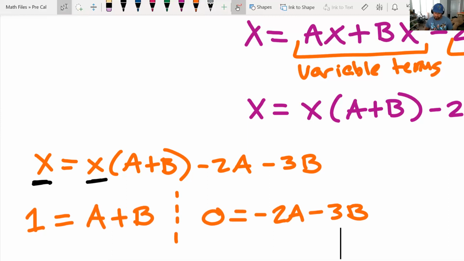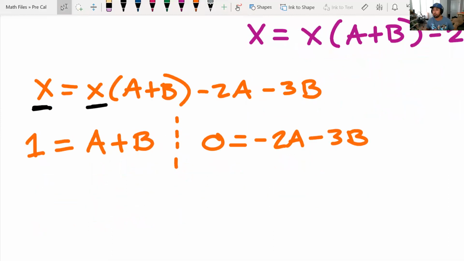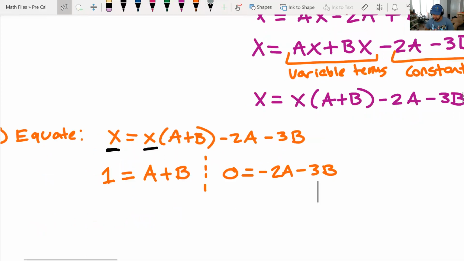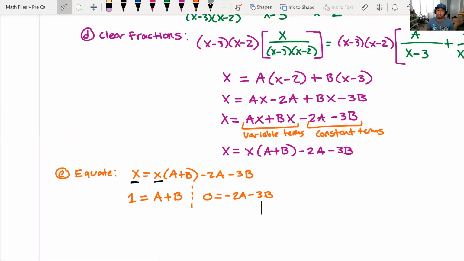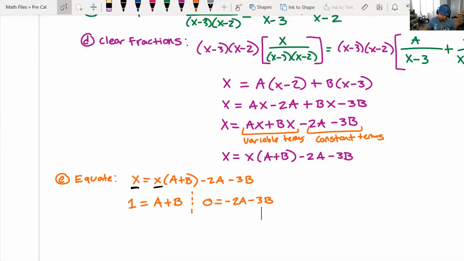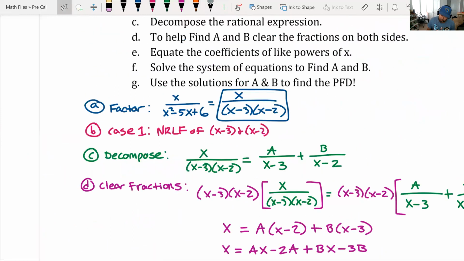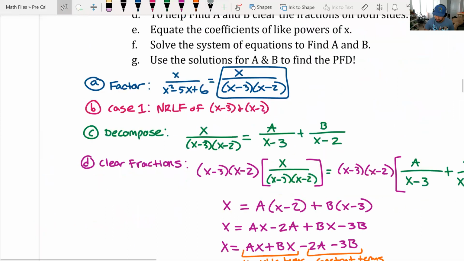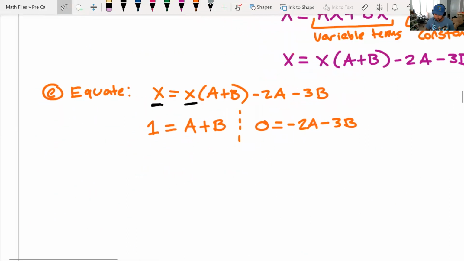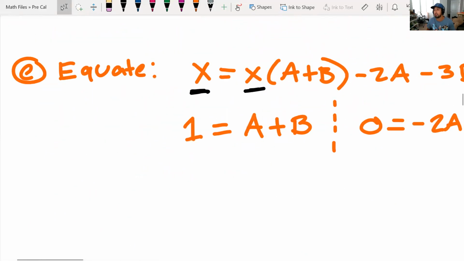There's our equations. And now we must solve for a and b using substitution properties or maybe even a system of equations. So E is done. Now we're on to F. Solve the system of equations to find A and B. And the way to solve a system is by substitution or elimination.